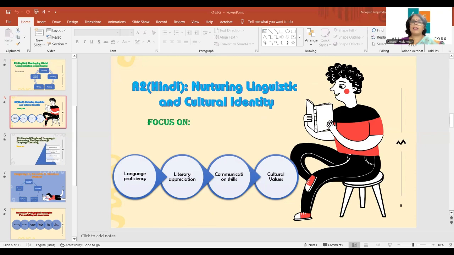Now let's take again an example. Students may conduct morning assembly. Mostly in our schools, it's done in Hindi. Debates, role play, storytelling sessions in Hindi improve fluency naturally, right? Day-to-day practice. The second focus area is literary appreciation.